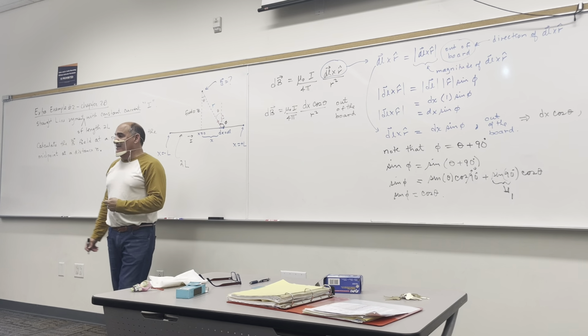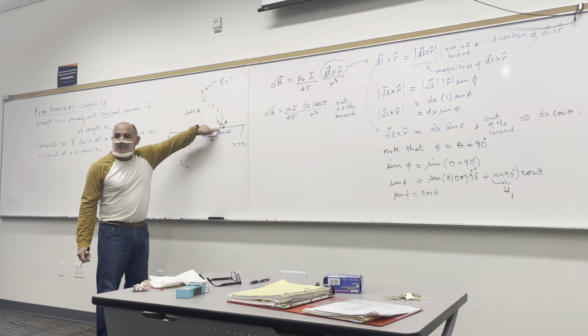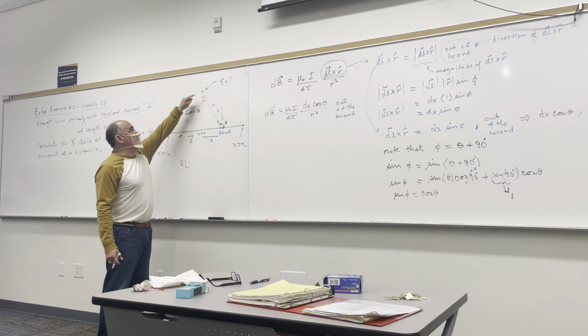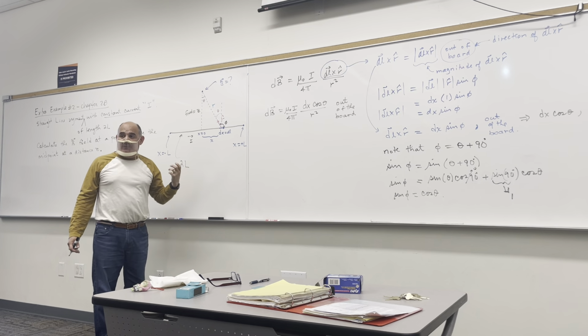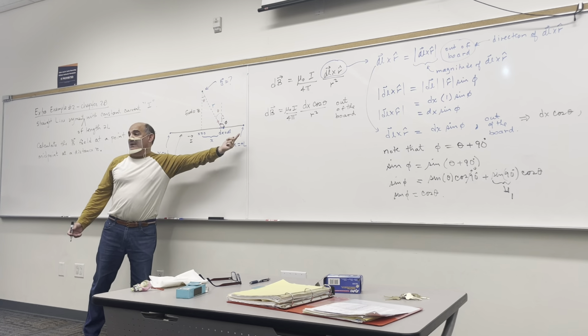But this is only the magnetic field generated by the current in this segment dx. What I want is the magnetic field there, not just generated by the current in dx, but generated by the current in this whole length of 2L. And if you look closely, what would happen if, for example, the dl is here? What would be the direction of the magnetic field generated by the current in that dl at this point? This would be r hat. It would be which way? Out of the board.